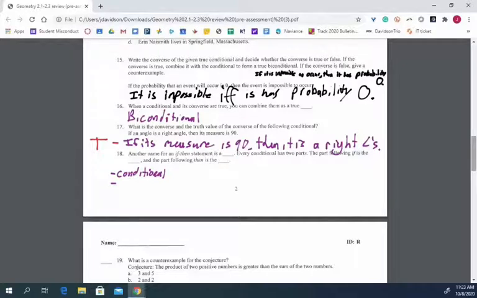Every conditional has two parts. The part following the if is the what? Hypothesis. The part following the then is called the conclusion. May want to remember those. Seem important.